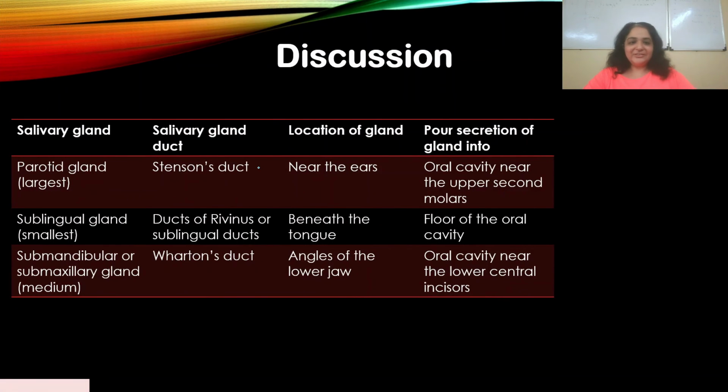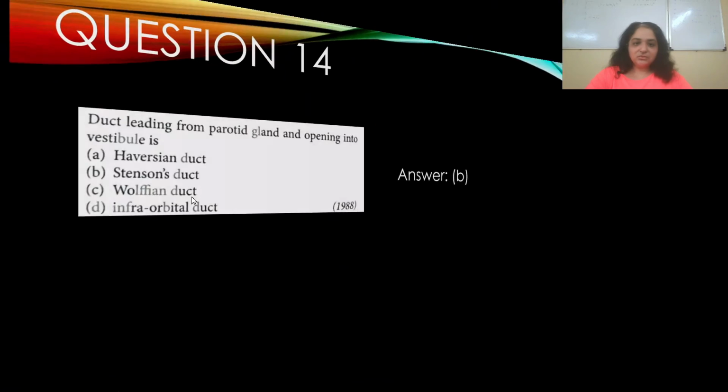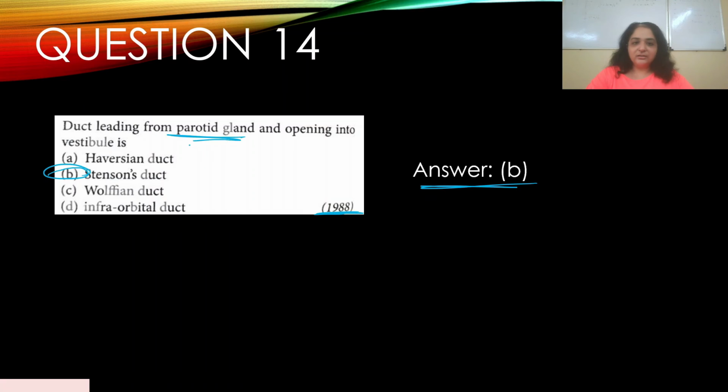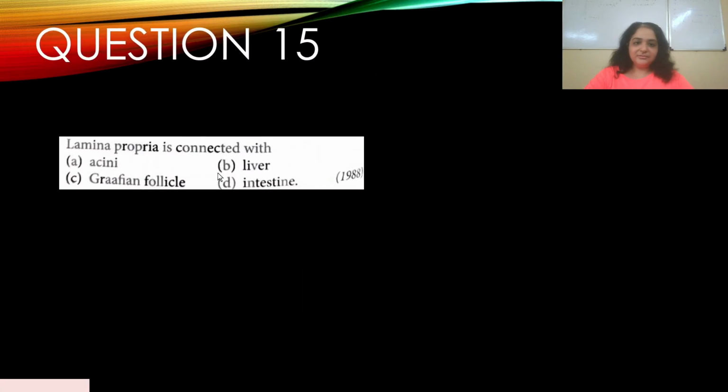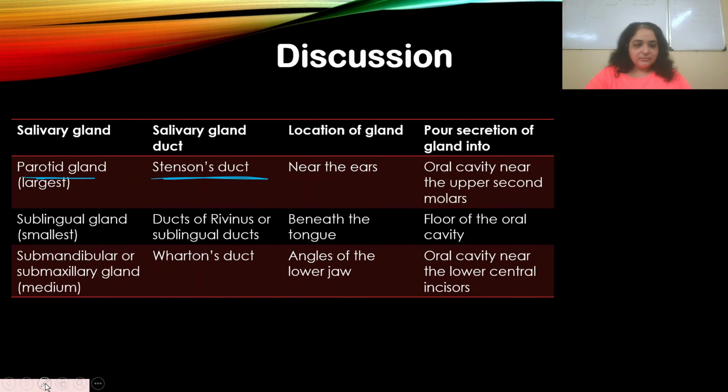Again we come back to Stenson's duct. It's the duct of the parotid gland. The duct leading from the parotid gland was clearly Stenson's. Stenson's duct is the right answer for the parotid gland. It doesn't need much explanation, I guess. We've already discussed this table in the previous question, so if you missed it, go back and watch that part. Okay, the next question.